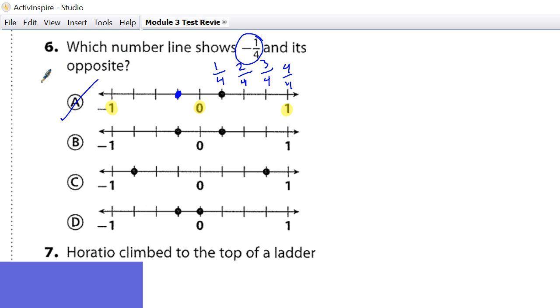So it's not A. And I kind of just identified that it's going to look like what I did on A. It's going to be 1 on the first notch to the left of 0, and 1 on the first notch to the right of 0. If you look at all the other options, D looks kind of good, but they didn't graph their opposite, so it's not D. The answer is B.